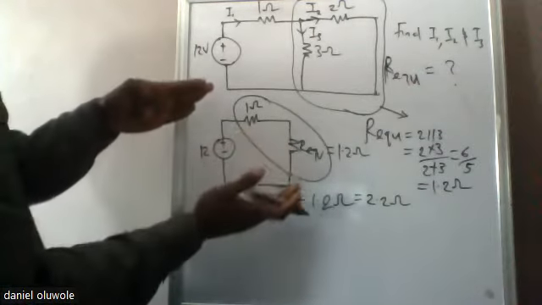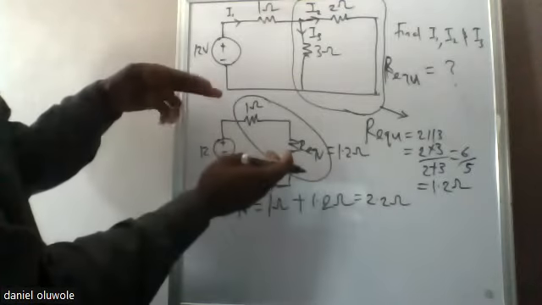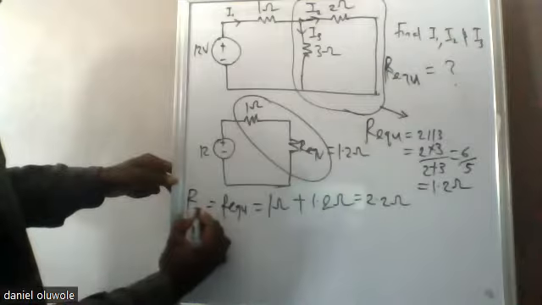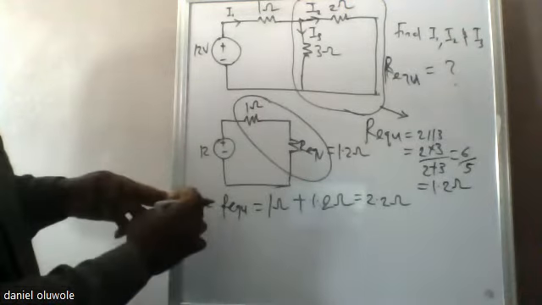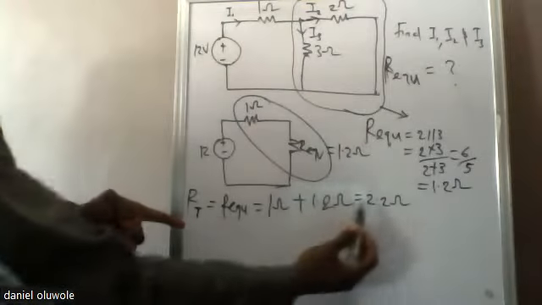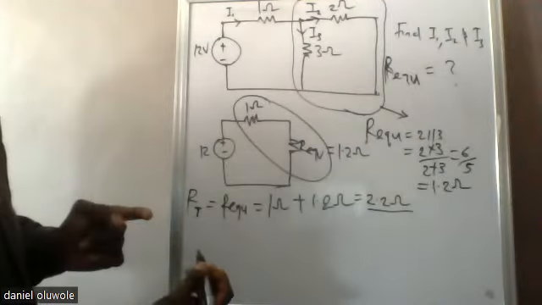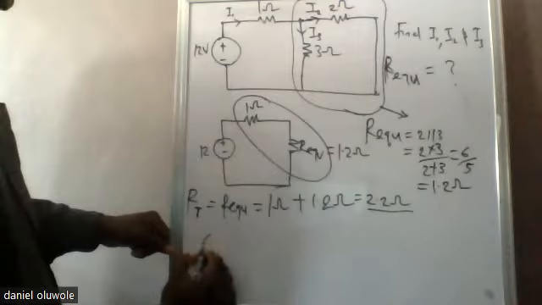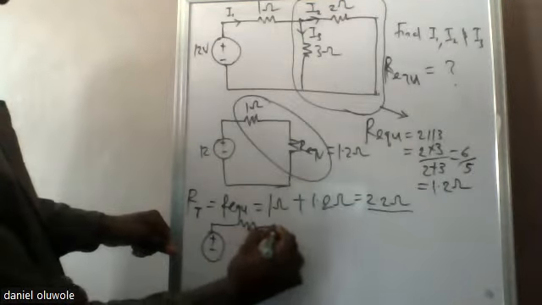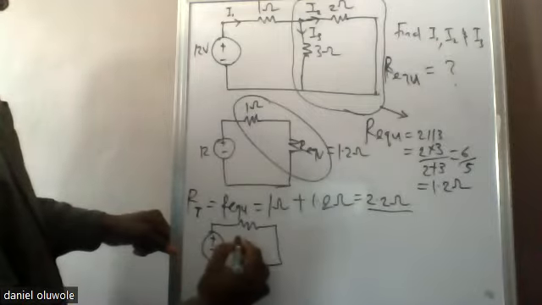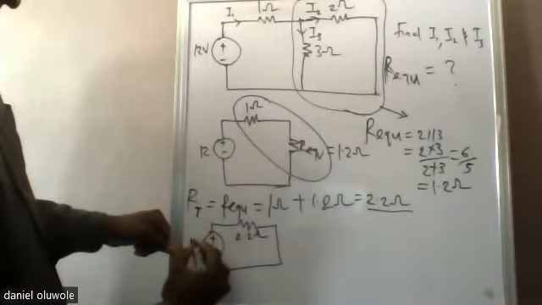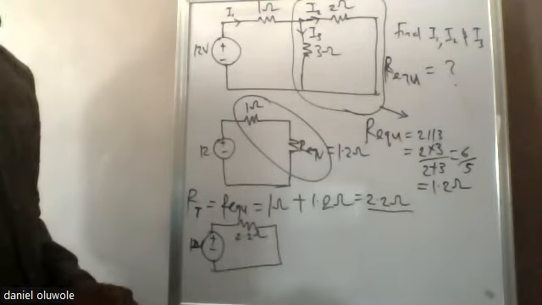So the equivalent resistance of this whole circuit, which is equal to the total resistance in this whole circuit after breaking it down, is 2.2 ohms. To redraw this circuit, you can have something like this: just one resistor now, 2.2 ohms, and 12 volts. Do you understand that now?